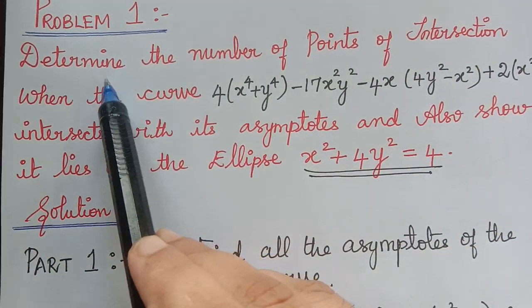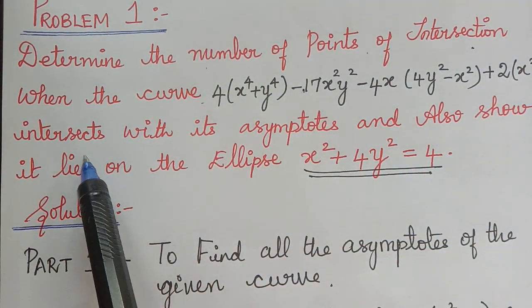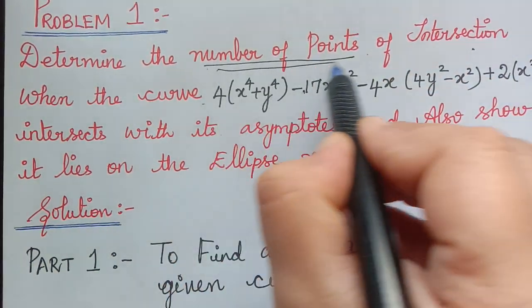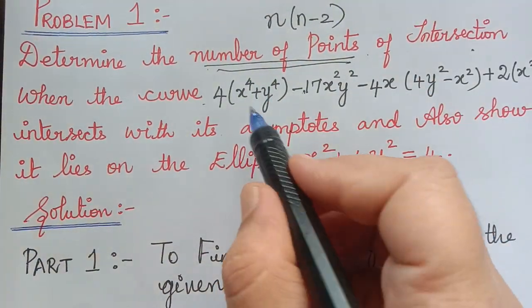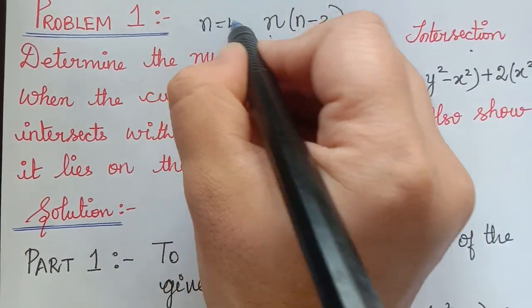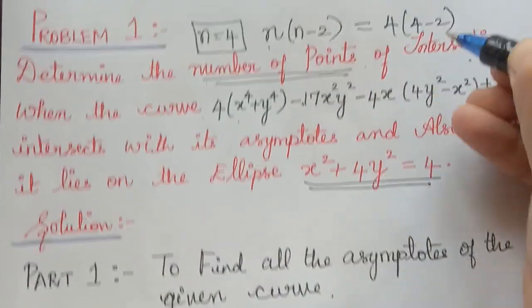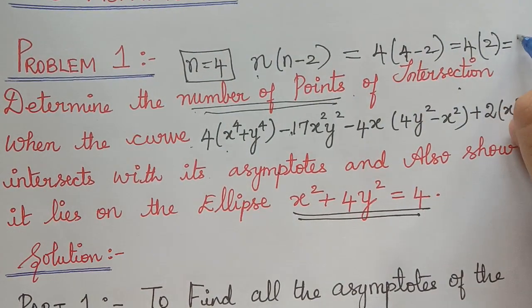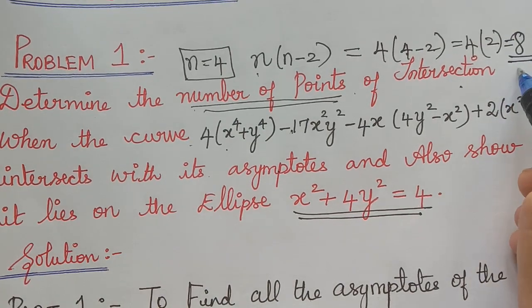And one more question is, determine the number of points of intersection of this curve with its asymptotes. So the number of points of intersection, the formula for that is n multiplied with n minus 2. But what is the value of n? N represents the highest degree of the curve. So for the given curve, n is equal to 4. So what will this be equal to? 4 multiplied with 4 minus 2, which is 4 multiplied with 2, which is equal to 8. So therefore, the number of points of intersection is 8.